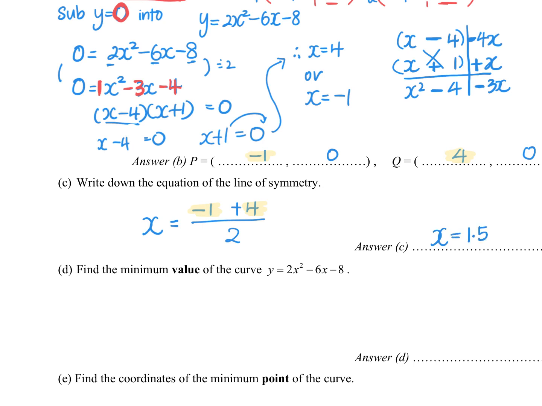Common mistake, students just write the number 1.5 or 3 over 2. Okay, but that's just a number. I need an equation. So you must have the x in front. This one, okay, must have.